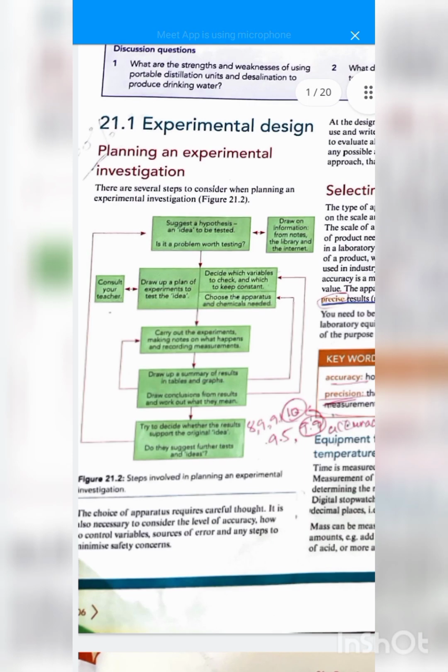So basically, there are 7 steps when we are carrying out an experimental investigation. The first step is to suggest a hypothesis or idea to be tested.